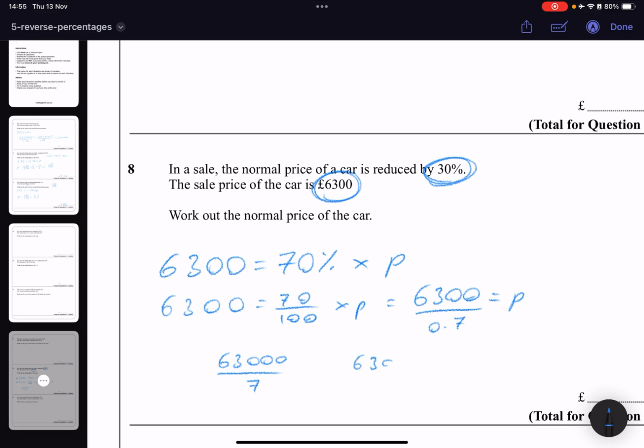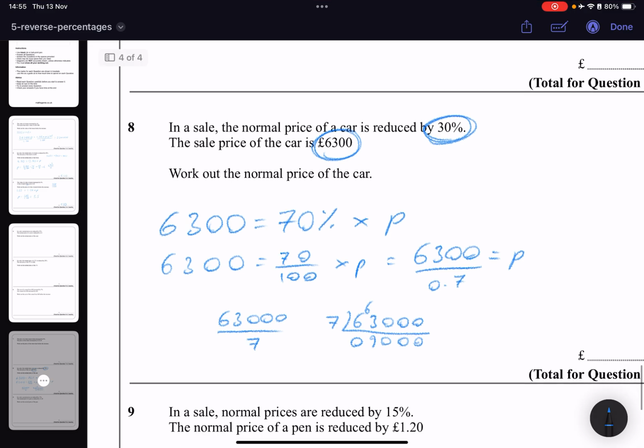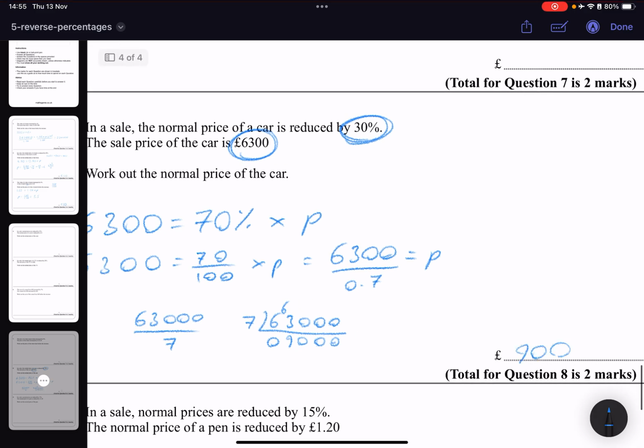Okay, let's do that. 63,000. Let's use our bust up method. Divide by 7. 7 into 6 doesn't go. 7 into 63 goes 9 times. Then 7 into 0 goes 0 times. And what we have is then £9,000. Done. So that's in a nutshell how you do these kinds of questions.